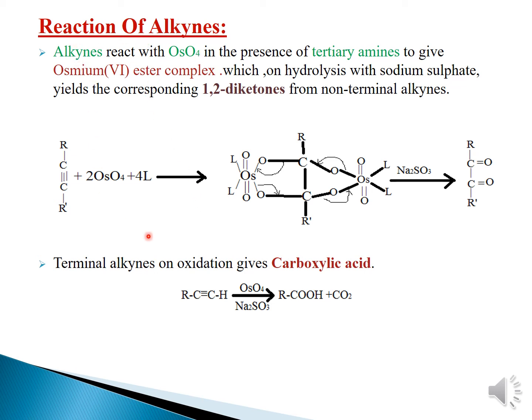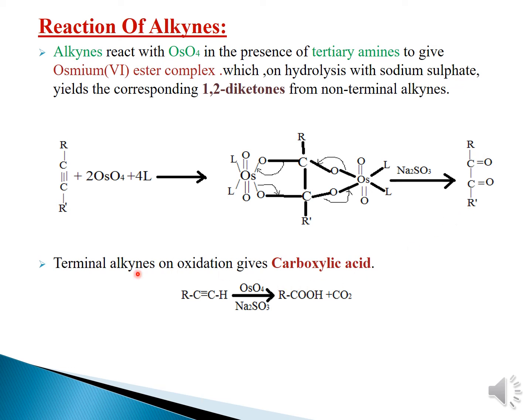Reaction of an alkyne. This is the next application. How does osmium tetroxide react with alkynes? When an alkyne is treated with osmium tetroxide in the presence of tertiary amines, you will end up with 1,2-diketones. First an intermediate is formed, and upon treatment with Na2SO3, sodium sulfite, it will yield the 1,2-diketones. Here the non-terminal alkynes are affected; only from non-terminal alkynes do you end up with 1,2-diketones as the product.